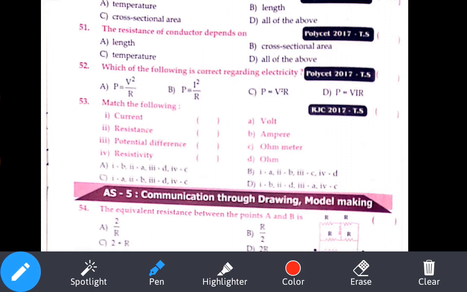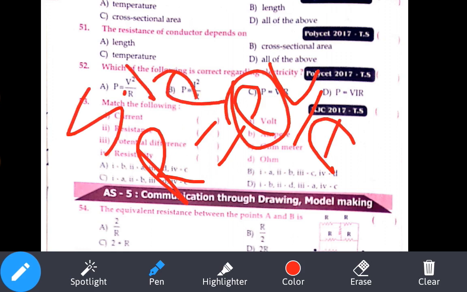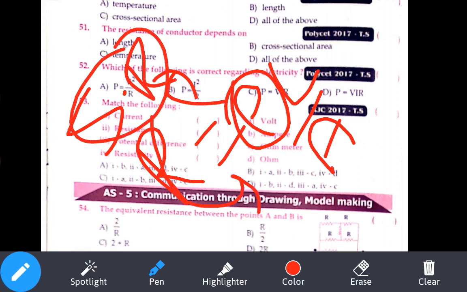Now current is measured in what? The unit of current is ampere. Resistance, what is the unit for resistance? Ohms. Potential difference, also called voltage, the volt is the unit of potential difference, and resistivity, ohm meter. What is the relation between resistivity and resistance? R is equal to rho L by A. This rho is called resistivity. It is also called specific resistance. Specific resistance depends on two factors: the nature of the material and the temperature.